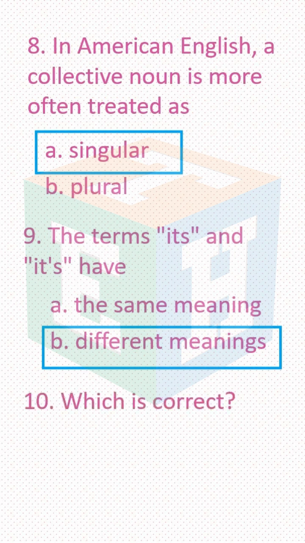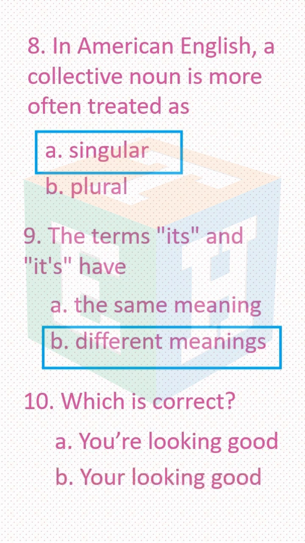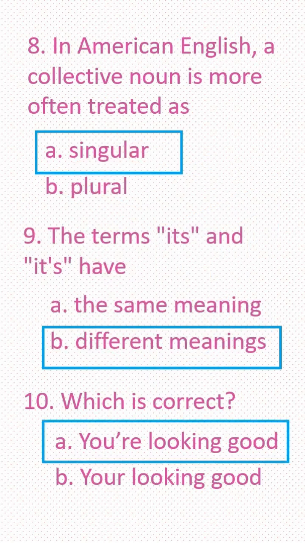And number 10, last item, which is correct? A, you're looking good. B, your looking good. Answer is letter A, you're looking good.